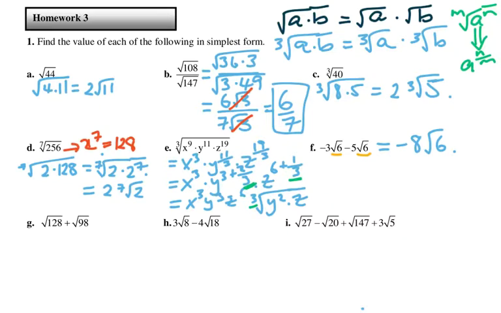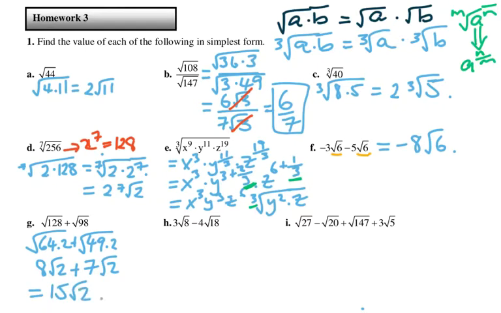Alright, so let's look at G. We'll go ahead here. 128. Alright, so we're back to square numbers. 64 goes into 128, multiplied by 2. And 98, 49 goes into 98, times by 2. Taking the square root and adding them together. Simplifying this, we'd get 8 root 2 plus 7 root 2. And using that same idea, we can combine these together to get 15 lots of root 2.